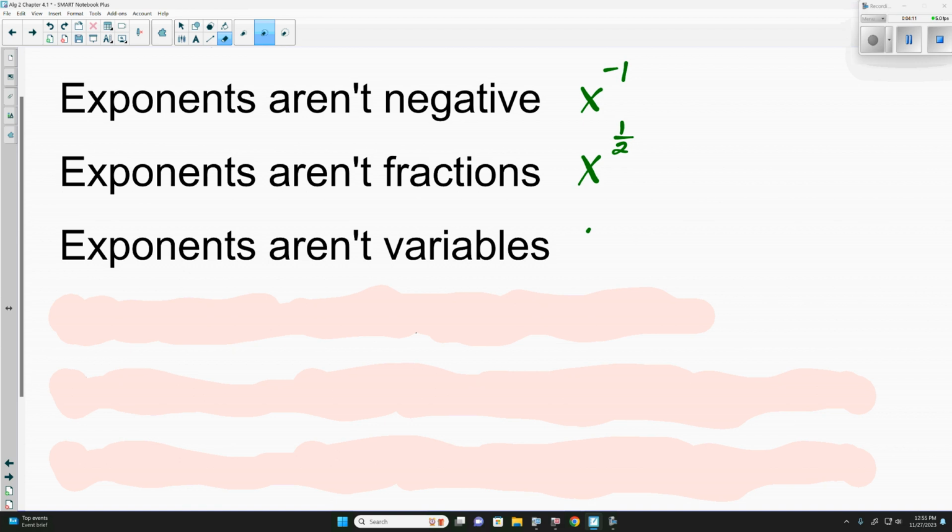Exponents aren't variables. To the x or y to the x. We cannot have a variable in the exponent at all. It doesn't matter if it's positive or negative. We can't have 2 to the x. We can also not have 2 to the negative x.